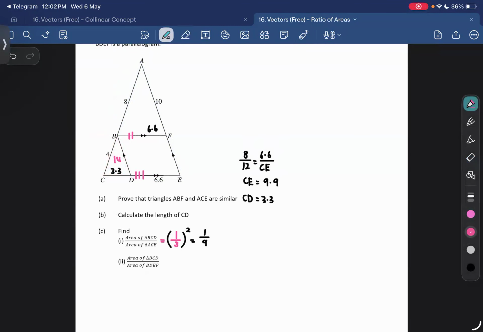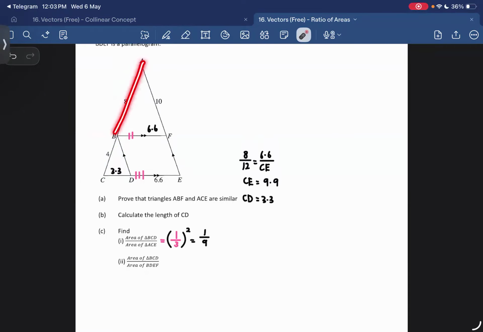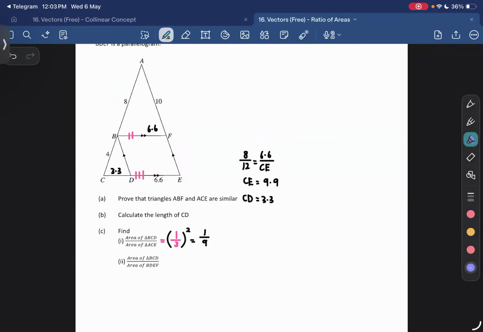They want BCD to BDEF, which is here. So what am I going to do now? I need to do something. What I have to do here is this one to this one. I need to find the ratio first. So what I'm going to do is I do it on top, later I bring it down.